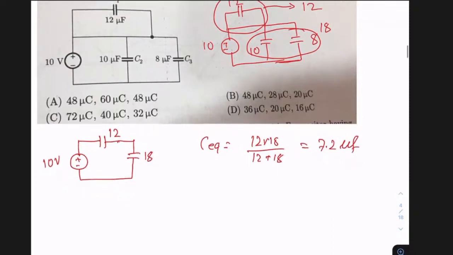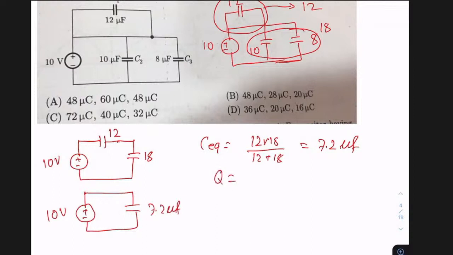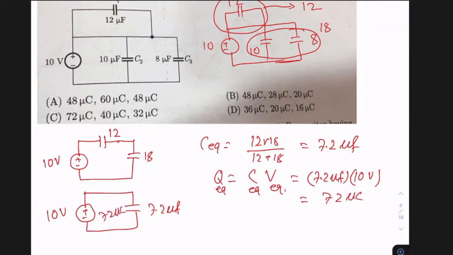So this circuit is something like this. This is your 10 volts and you have a single capacitance, which is 7.2 microfarad. We know the relation Q equals C into V, or Q equivalent equals C equivalent into V equivalent. C equivalent is 7.2 microfarad and V equivalent is 10 volts. So Q equivalent is 7.2 into 10, which is 72 microcoulomb. That means this equivalent capacitance is storing a charge of 72 microcoulomb.